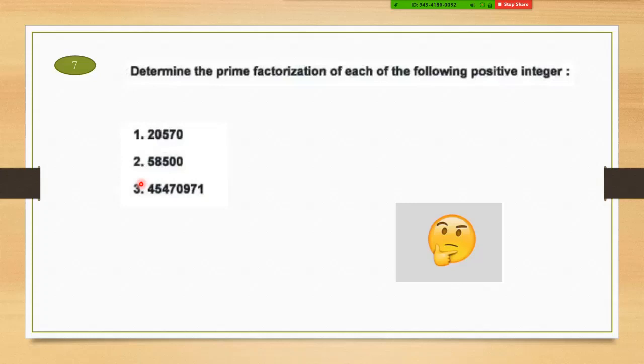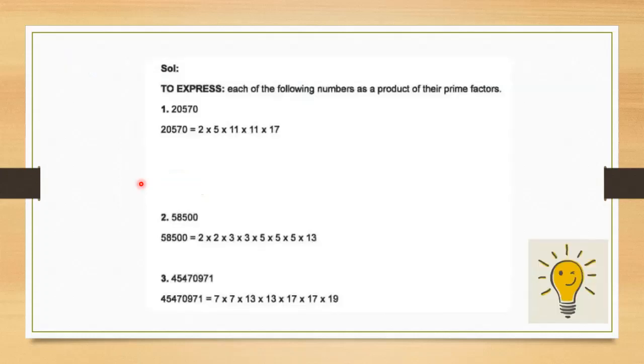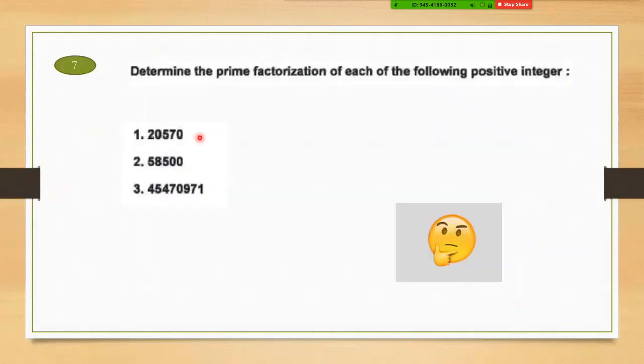It is 2 into 5 into 257 for the first one. 20570 is 2 into 5 into 11 square into 17. Yes, 2 into 5 into 11 square into 17. We have to have all prime numbers there, okay?